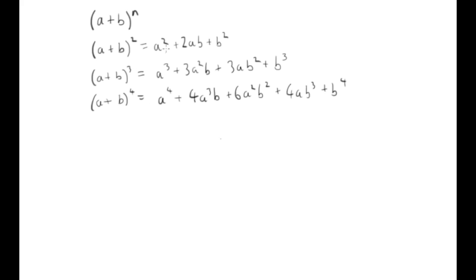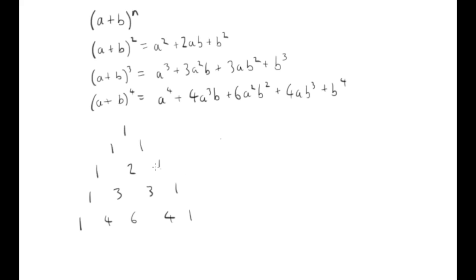What I want you to notice is the coefficients of a squared, the terms in the middle, and the b squared at the end. Okay, so a cubed, terms in the middle, b cubed at the end. What they do is they follow this pattern. So for when n is 2, we have 1, 2, 1. When n is 3, we have 1, 3, 3, 1. When n is 4, we have 1, 4, 6, 4, 1.